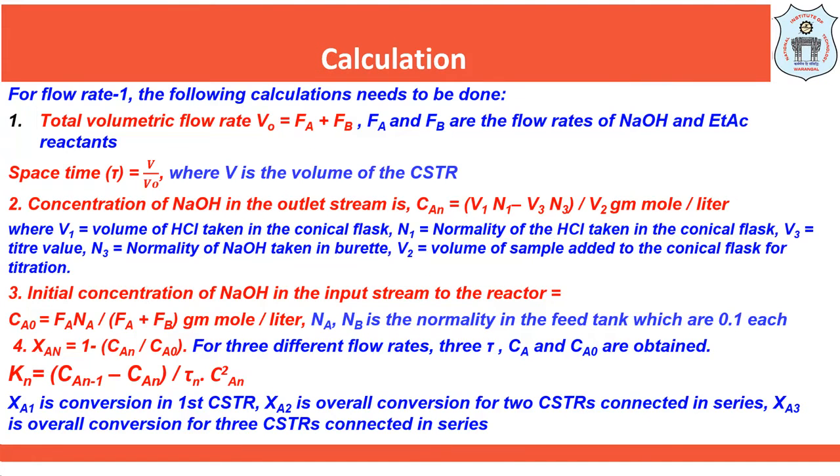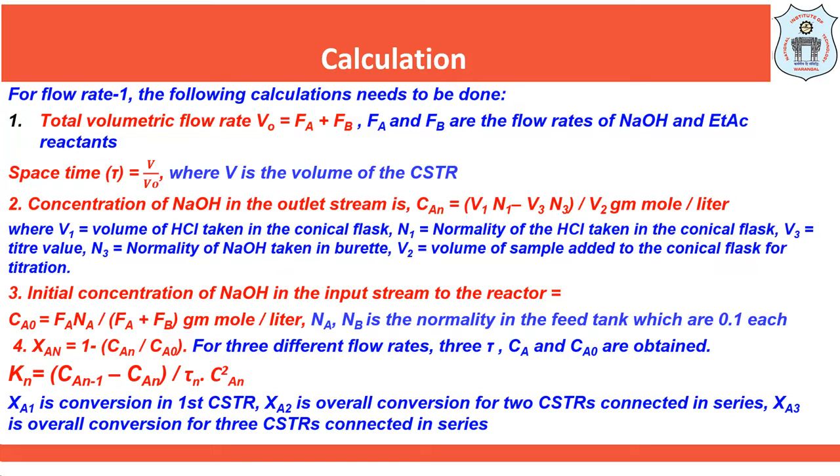Coming to the calculation part, we know how to determine the total volumetric flow rate, because in liters per hour we have the flow rates of A and B, where A is NaOH and B is ethyl acetate. Those two are our reactants for our saponification reaction. So by combining these two, FA plus FB values, remember we are noting down only RPM values. From the RPM value it is easy to determine the liters per hour value, because the conversion factor is given in the observation part. So you can calculate the total volumetric flow rate, V naught.